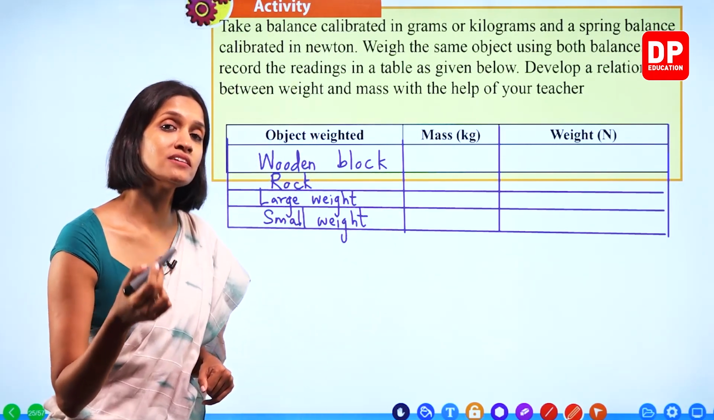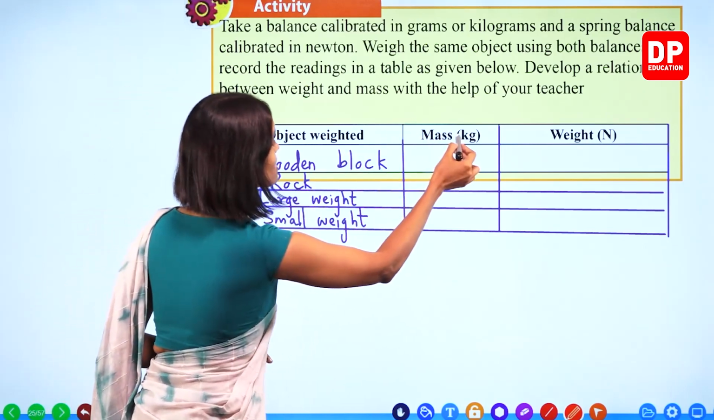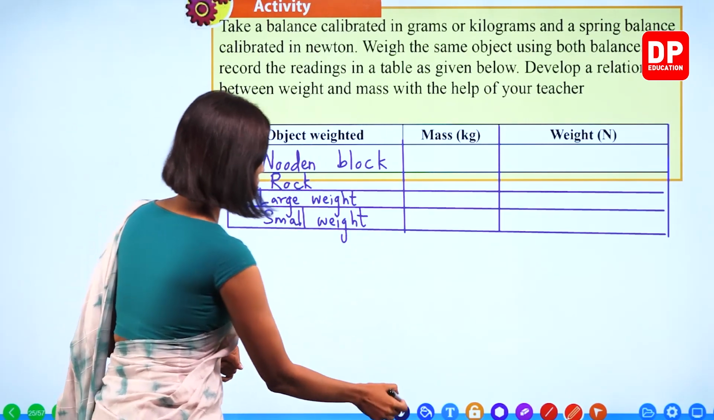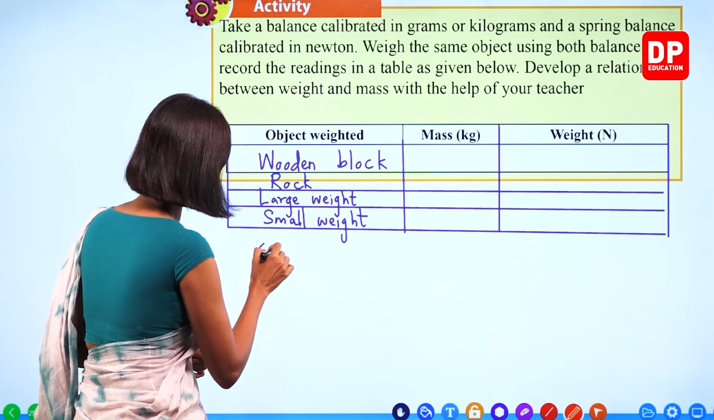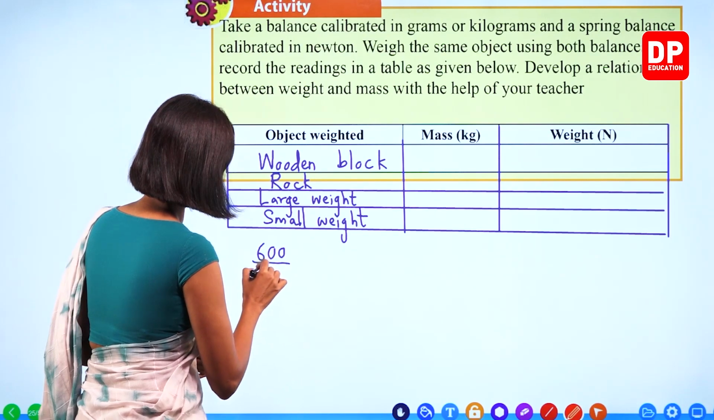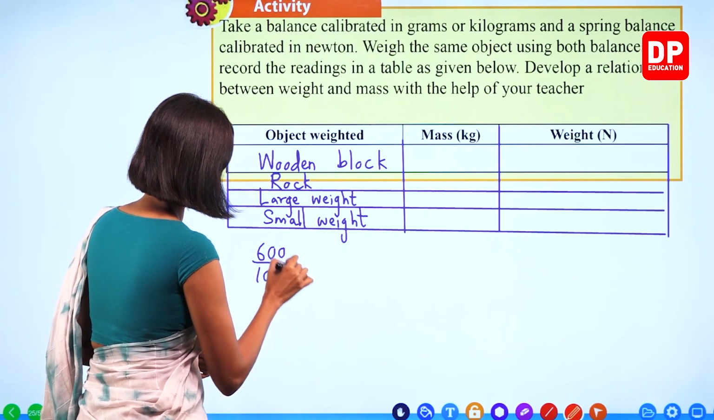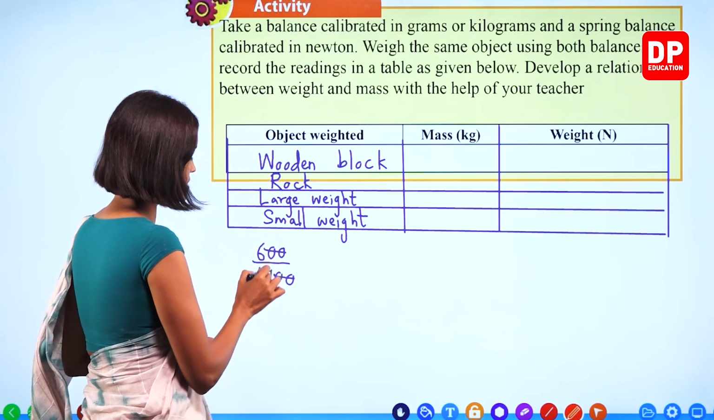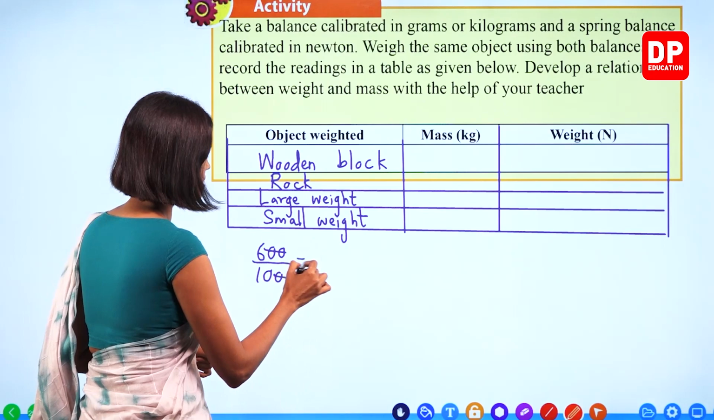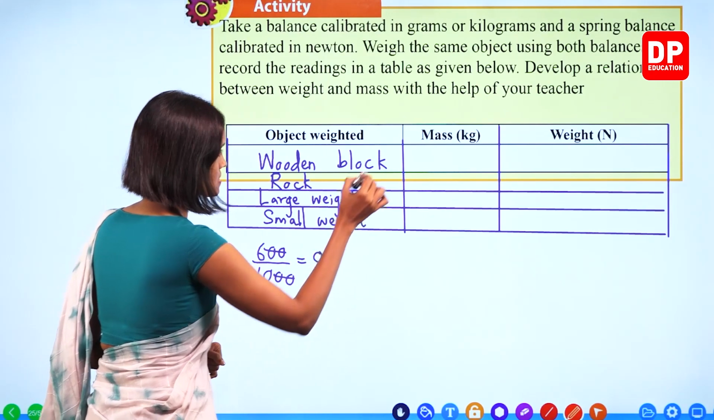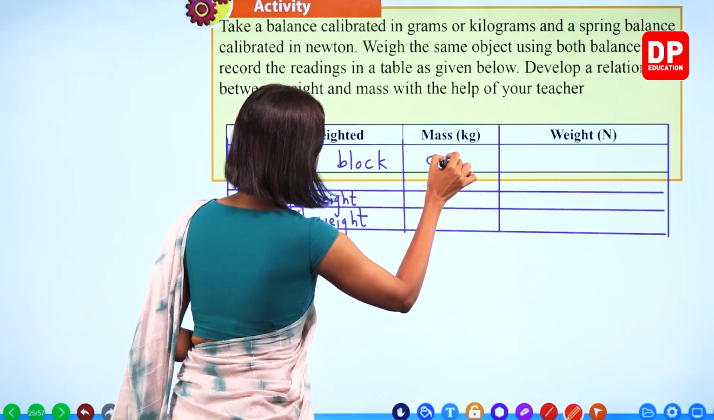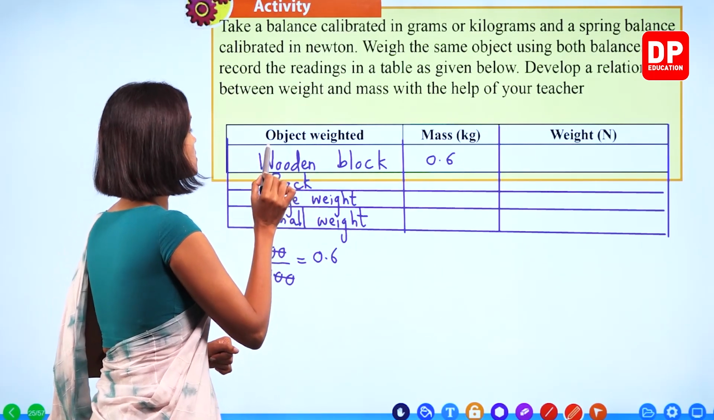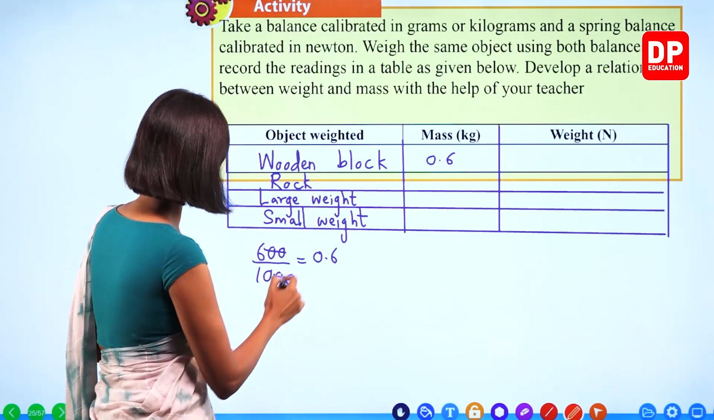So what was the mass of the wooden block, children? It was 600 grams. But you have to mention it here in kilograms. So how to convert grams to kilograms? You have to divide it by 1000. You can cut these two zeros against these two zeros. What is the value? 6 divided by 10, 0.6 kilograms.